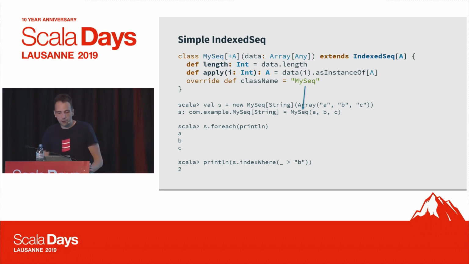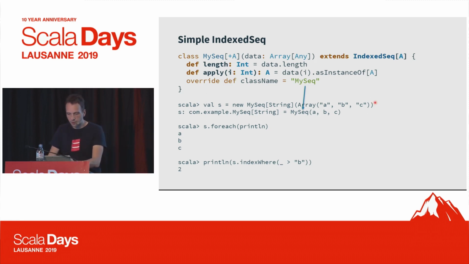I added one other feature, which is to override class name, just so we get the nice output here in the console. This was done with some reflection hack by default in previous versions, but we removed that because it just leads to confusion. And now with this in place, you can create a new mySeek, and you can call for each or index where or any number of other collection operations. And this already works quite well.